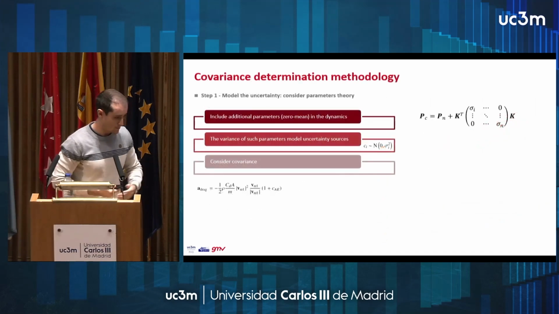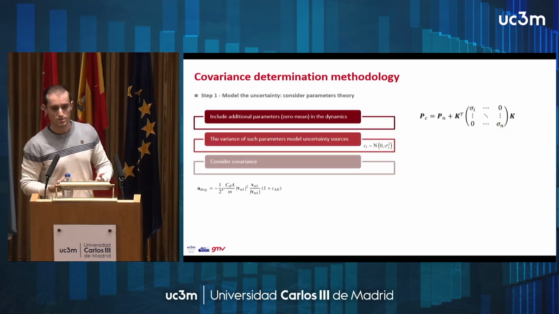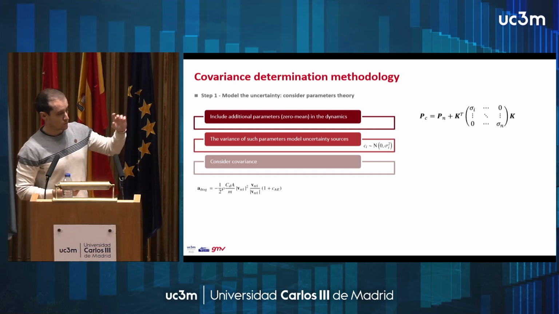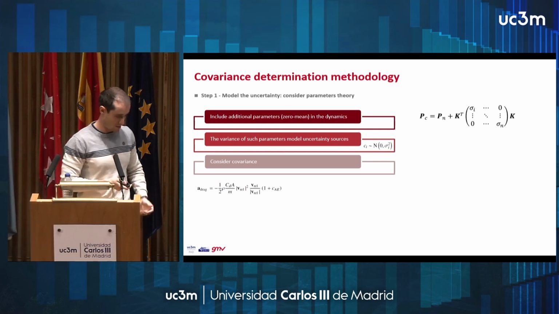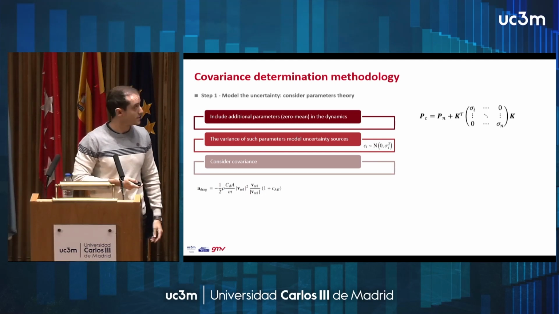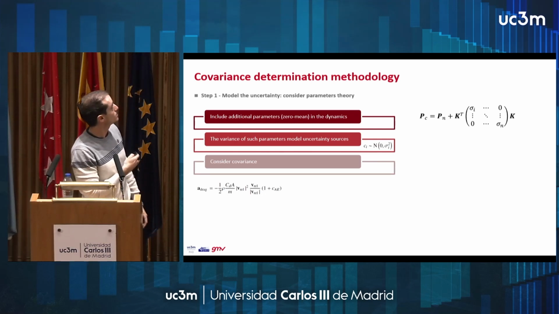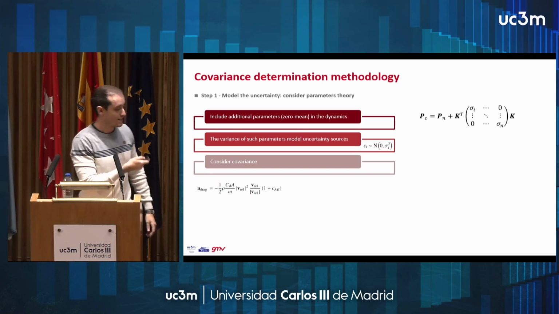So, what are we trying to do here, which is the main core of my methodology? We try to model the uncertainty with the so-called considered parameter theory. What this theory does is that you include additional parameters in the dynamics. So this pointer is not working here.